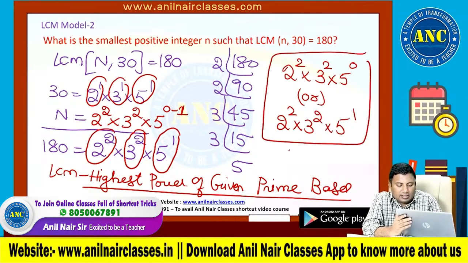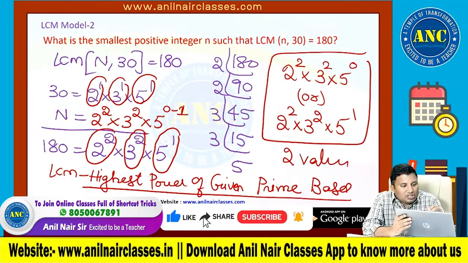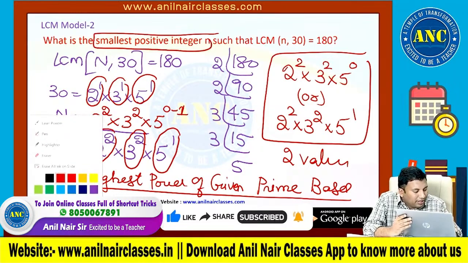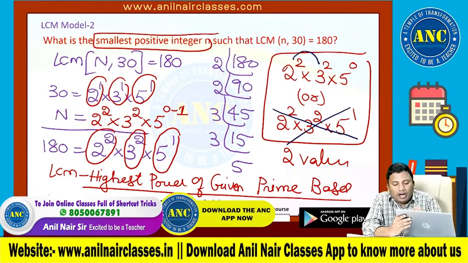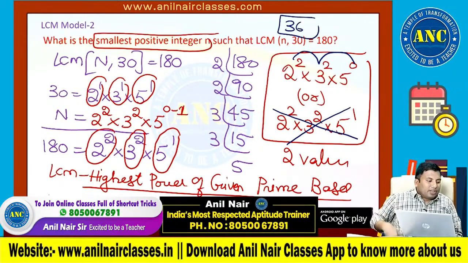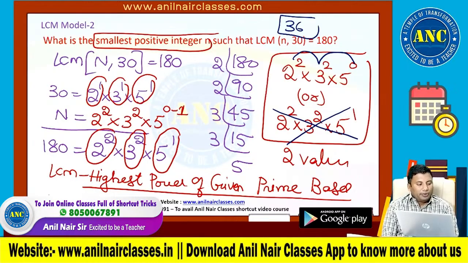Totally how many values can n take? 2 values. But it is the smallest positive integer, so the second case is eliminated. 4 9s are 36, so it is 36. Idea clear, right? Haritha, we are taking 0 to 24. Why? Because one number has got 2 power 24. I will do the third question so that it will be clear to you.